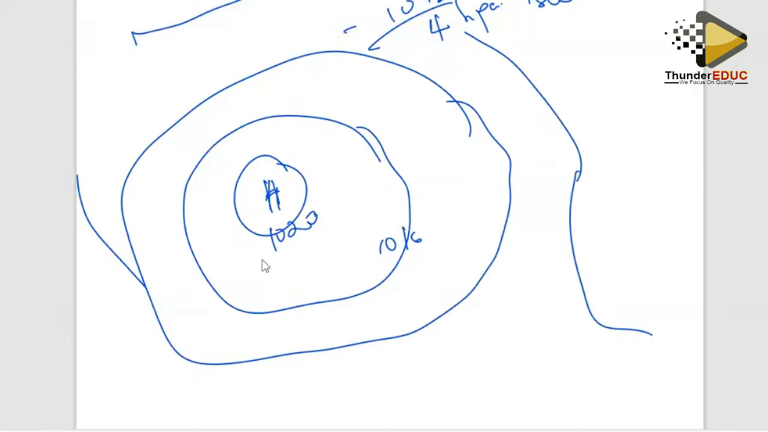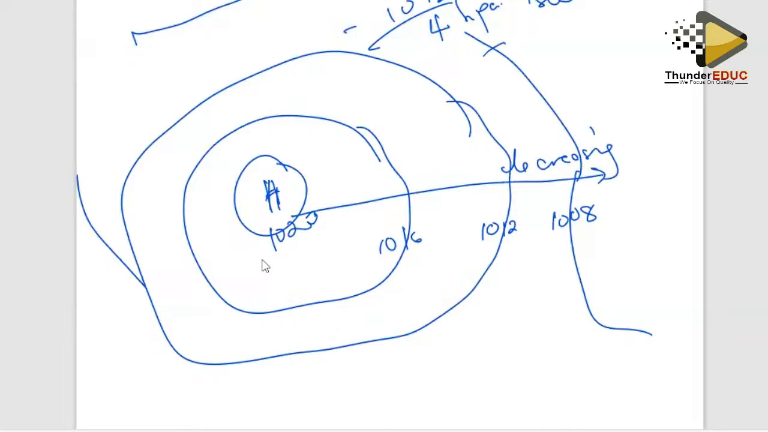and the next is going to be 1016 minus 4. That is going to give us 1012, and then this one is going to give us 1008, like that. So we are seeing that as we move out of the high pressure cell, moving away from the center of the cell, the pressure is decreasing.